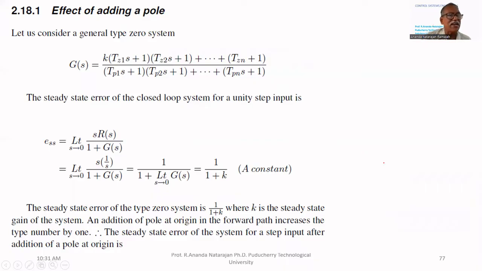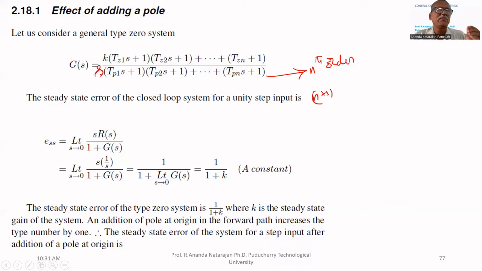Order will increase. Suppose I have an nth order system. If I add one more pole at origin, that is, S is added, what is the order of the system? N plus 1. So, if you add a pole to the system, the order will be increased. That is the first point.